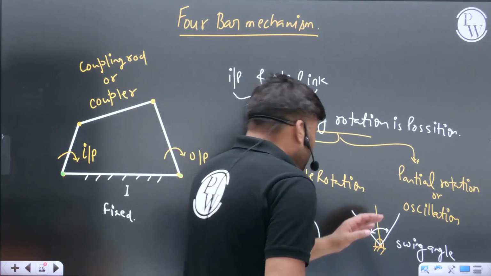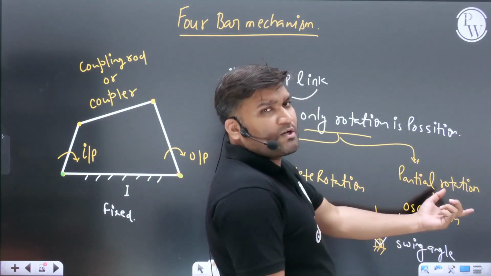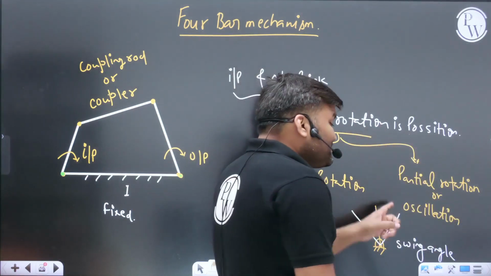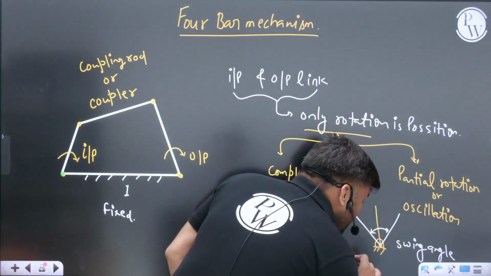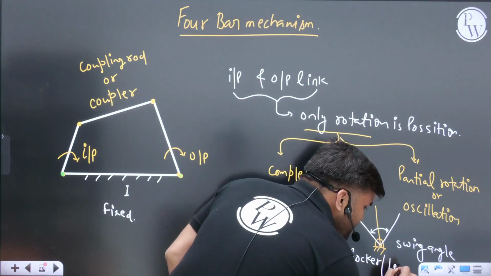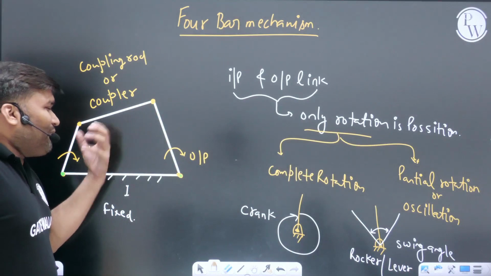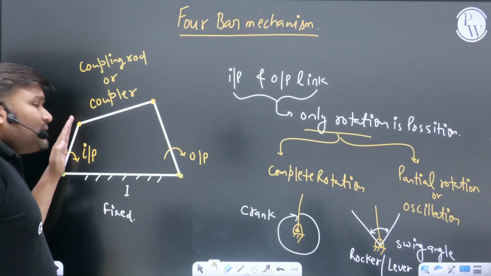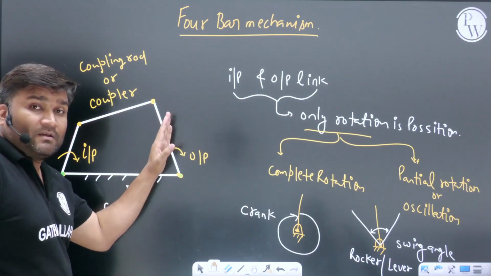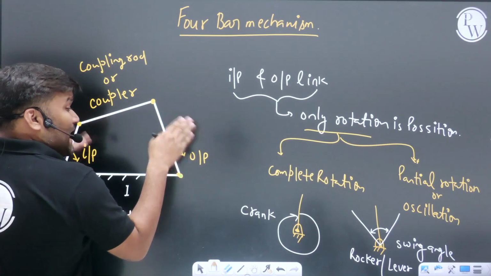Any link out of input and output, any link which is not having complete rotation, incomplete rotation, partial rotation, oscillation कर रहा है, that is something which you are going to call it as either rocker, or some people will also call it as lever. Now, when you can get crank this side or even this side, maybe some situations are there that input output both links are having complete rotation.